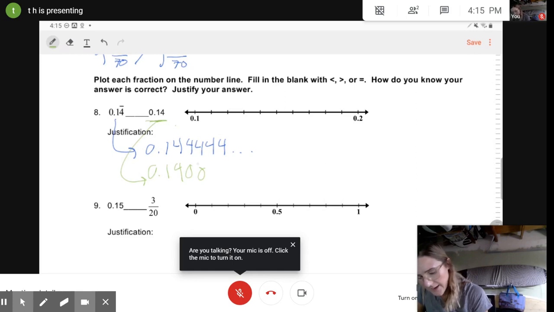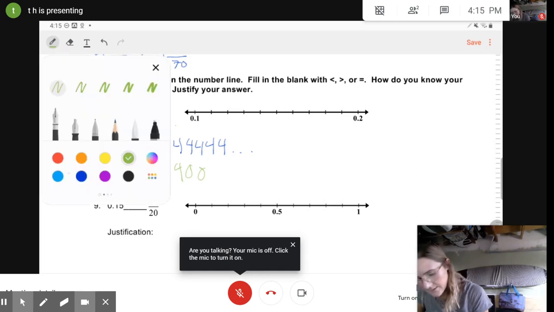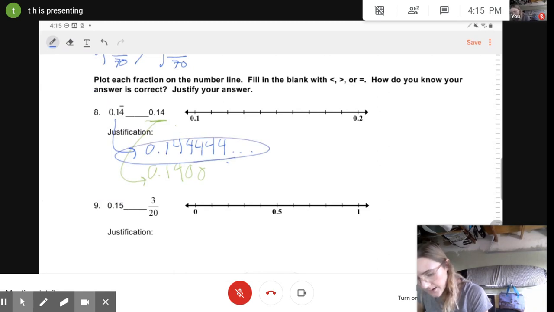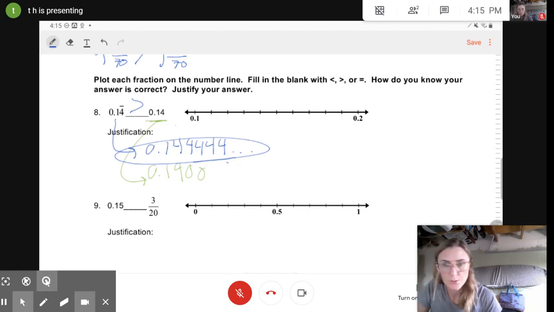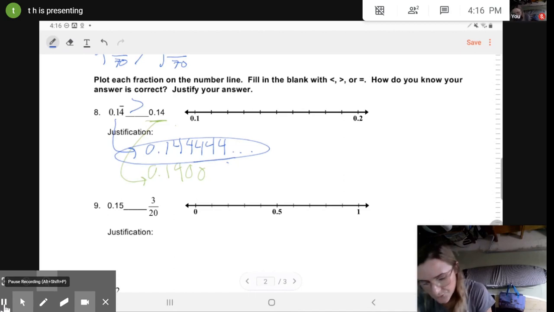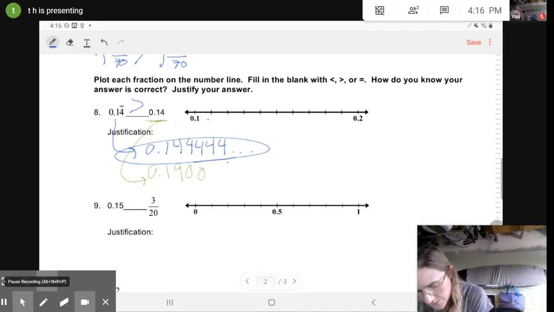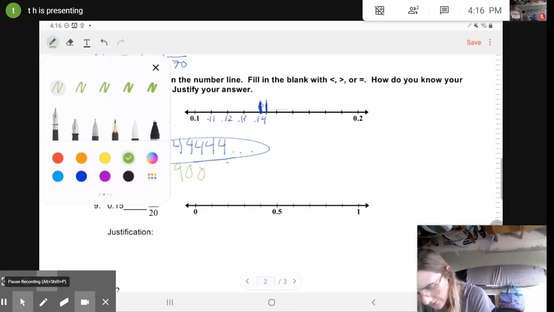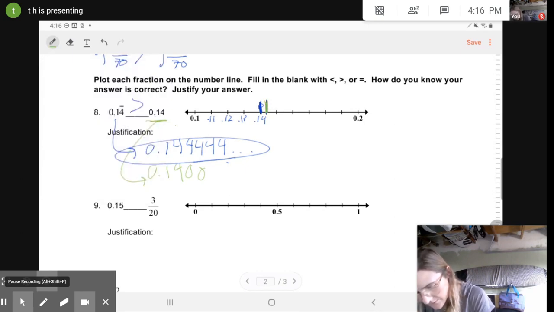So right away, I can see that this repeating one is going to be greater than. And if I'm going to approximate it, well, this is 0.1 and this is 0.2. I like to rewrite my number line a little bit. So this is 0.11, 0.12, 0.13, 0.14, and that's probably all I need. So my first one would be right on 0.14, and my second one would be right to the right of it, okay? So I should actually do the second one in green because that's this one.